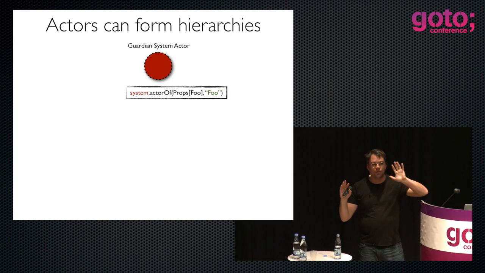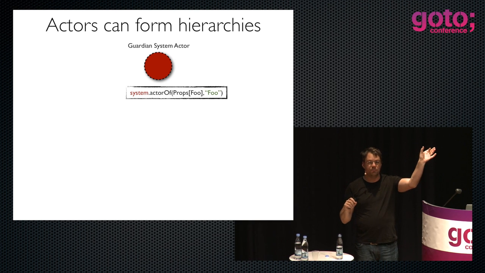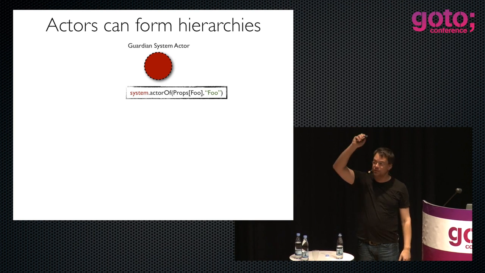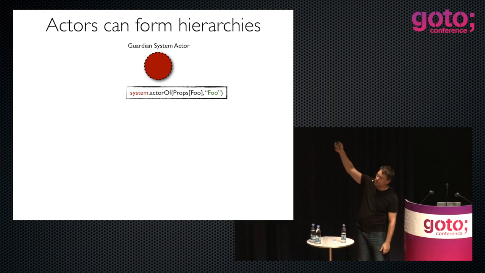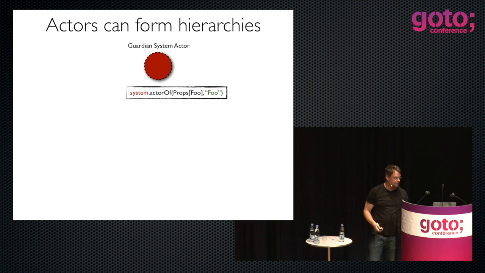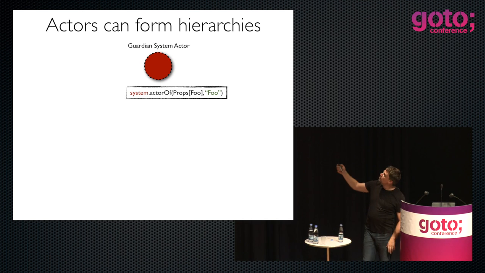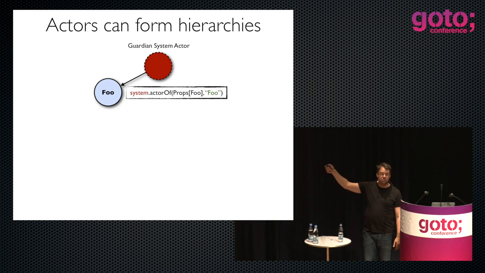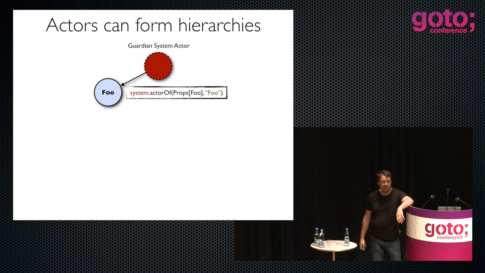So actors form hierarchies. You remember we said system.actorOf. When I do that, I create a top-level actor that sits right underneath an invisible actor that we call the system guardian that's inside our actor system. So when you say system.actorOf foo, you get a child of our application's system guardian. This hierarchy is also very important when it comes to the failure model, but for now we just talk about it in terms of name resolution.